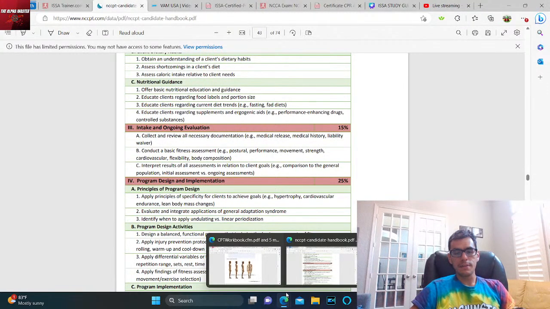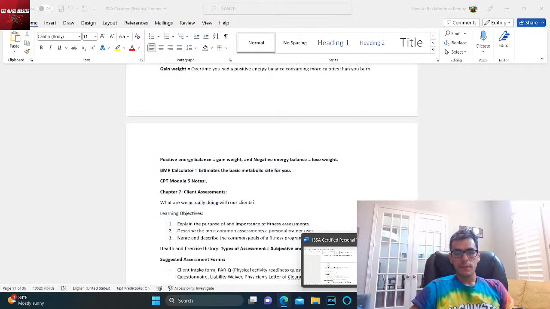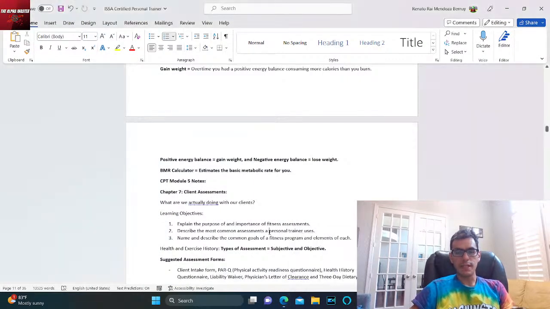Let's get started with this. This is going to be Chapter 7, Client Assessment. So what are we actually doing with our clients? Learning objectives: explain the purpose and importance of fitness assessments, describe the most common assessments a personal trainer uses, and name and describe the common goals of a fitness professional and elements of FISH.